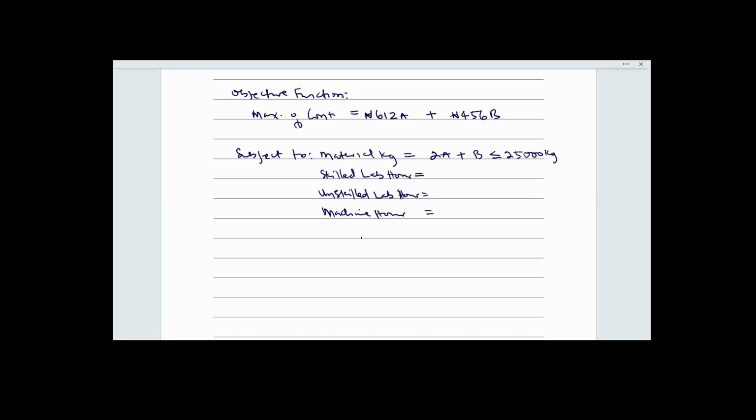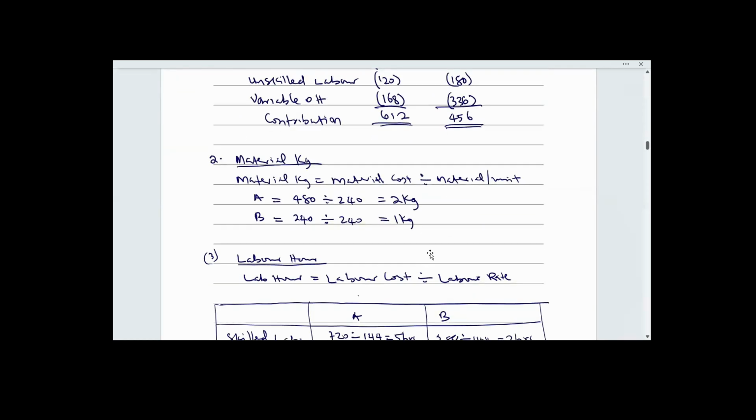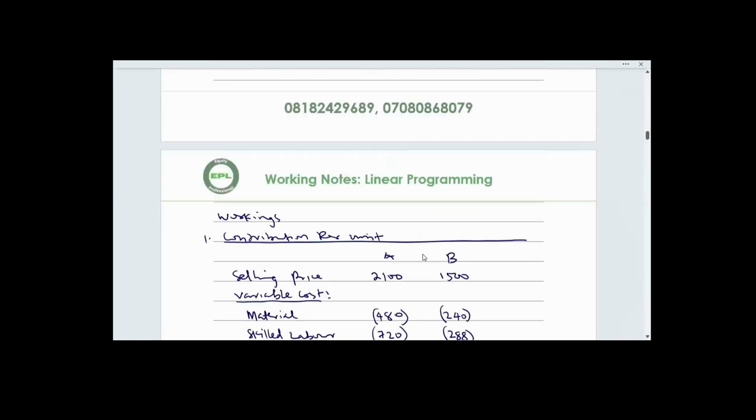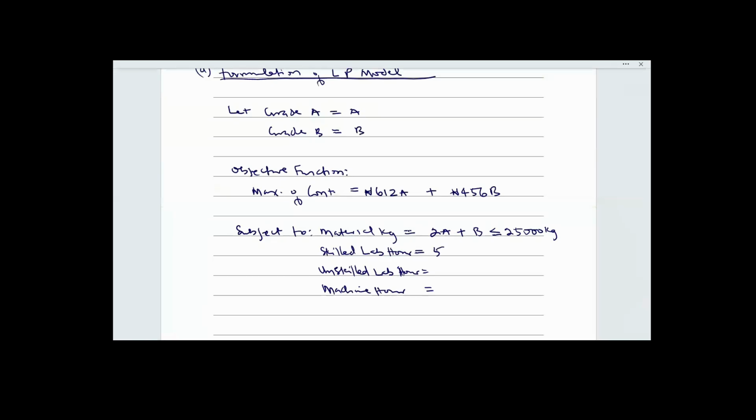For skilled labor, hour per unit of A is 5, then 2. 5 of A, 2 of B. Under scale, 5 of A plus 2 of B less than or equal to the maximum labor hour for skilled labor, which is 48,000 hours. 48,000 hours.